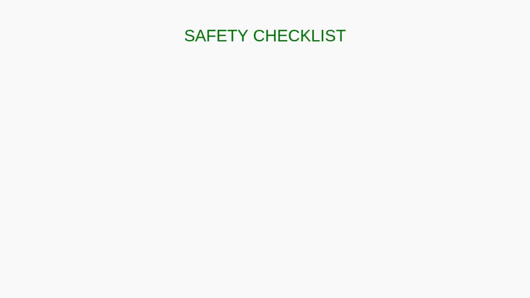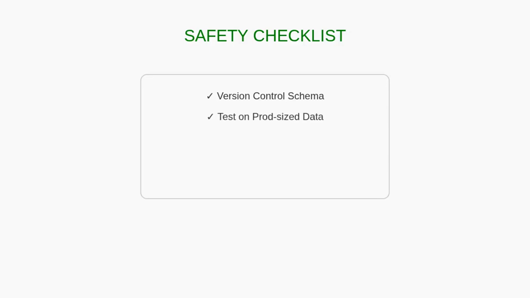Always test your migrations against a production-sized dataset in a staging environment. This helps you catch those nasty table locks before they hit real users. Implement expand and contract patterns to avoid downtime, and always have a monitoring dashboard ready to watch for spikes in database load or replication lag.